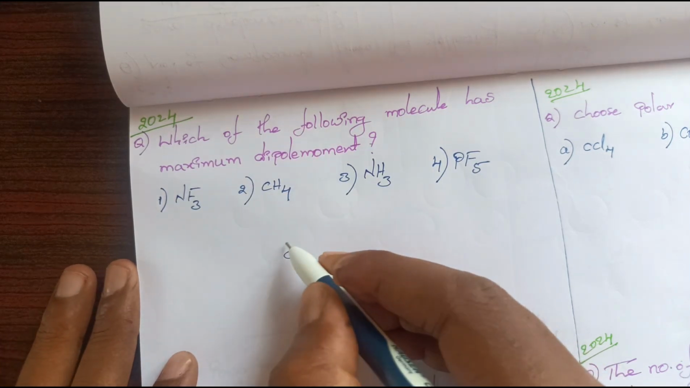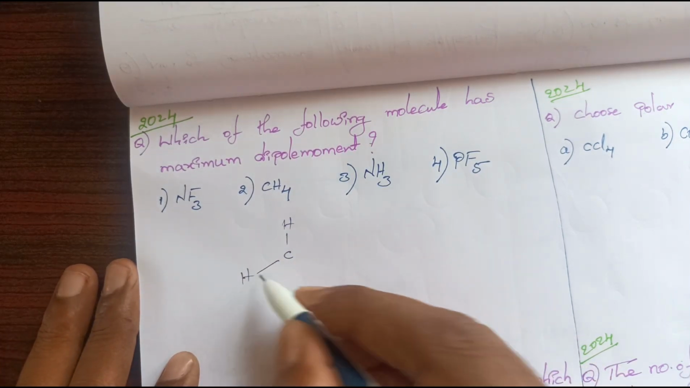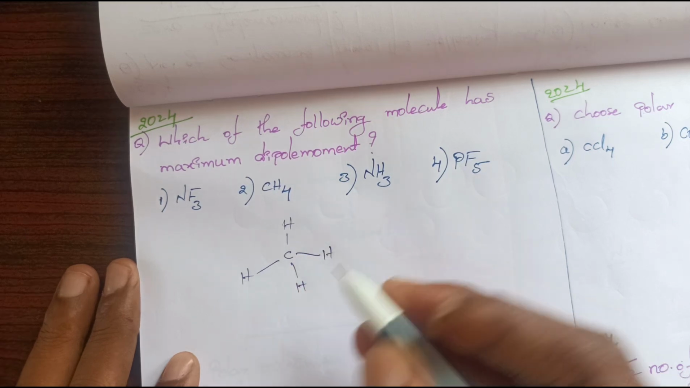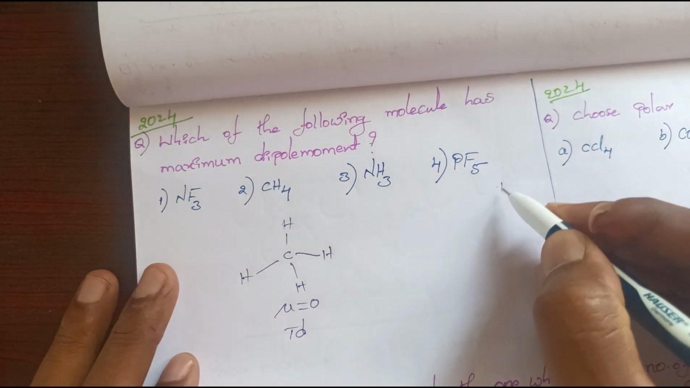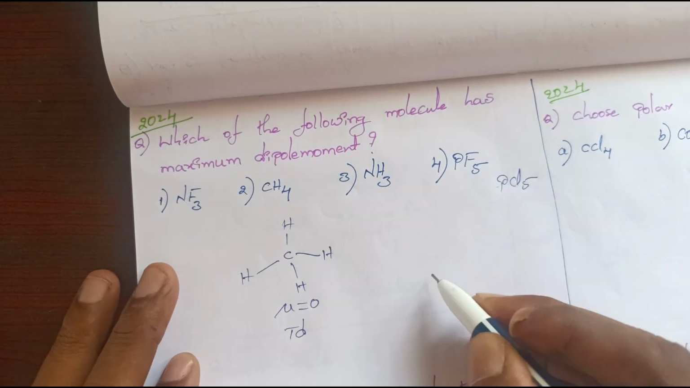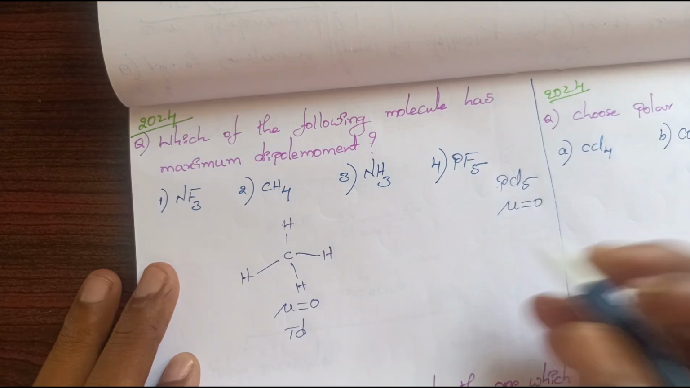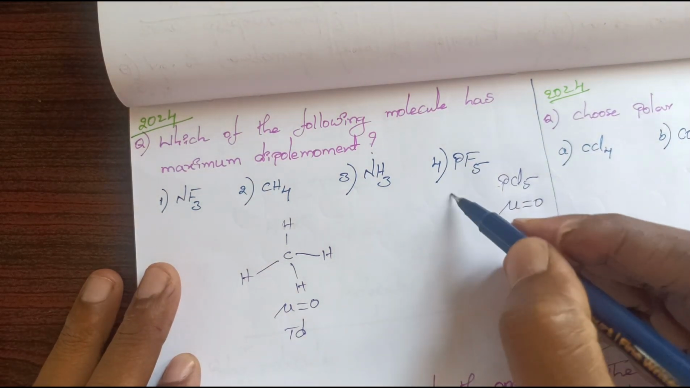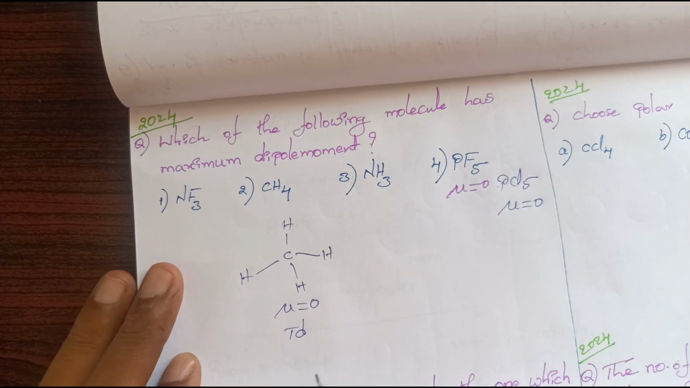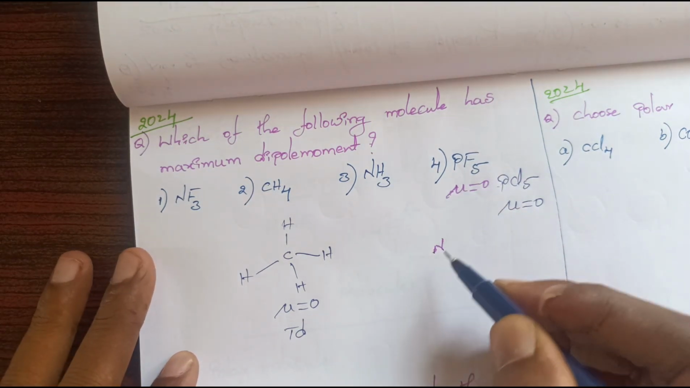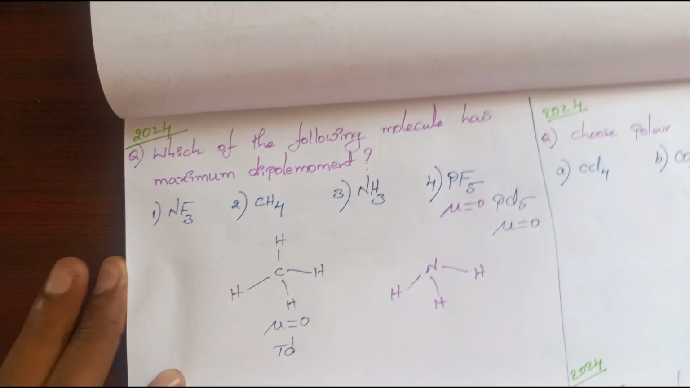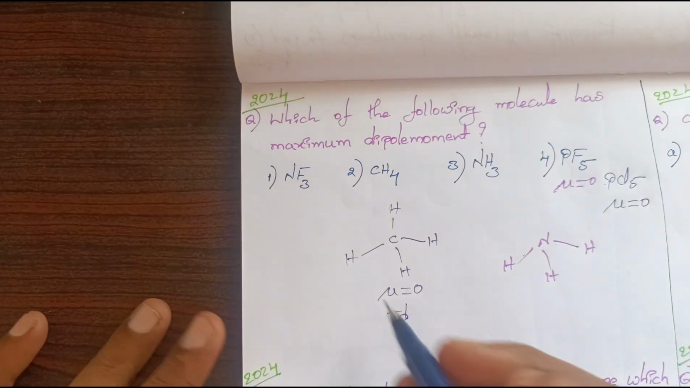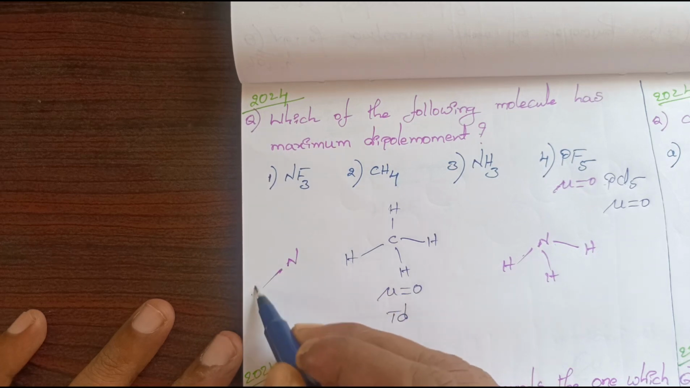CH4, the second molecule, dipole moment is 0, because all the surrounding atoms are the same in a tetrahedral arrangement. PF5 looks like the PCl5 structure. PCl5 dipole moment equal to 0, so PF5 dipole moment is also 0. Next, ammonia. What is the shape of ammonia? Pyramidal arrangement. Next, what is the shape of NF3? This is also a pyramidal arrangement.